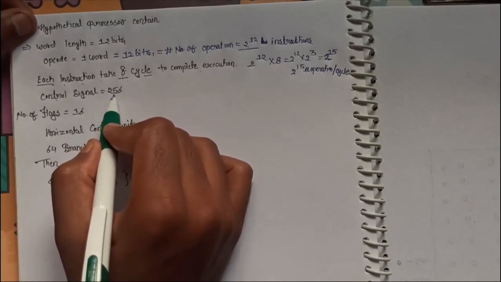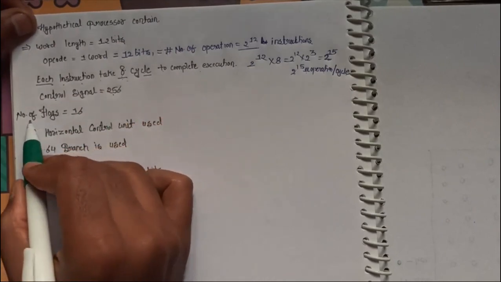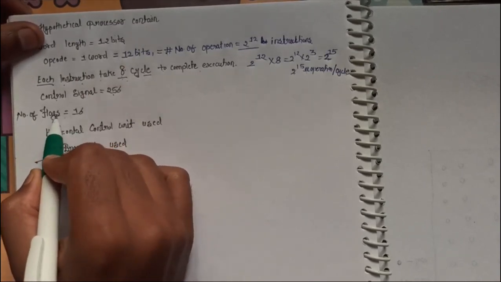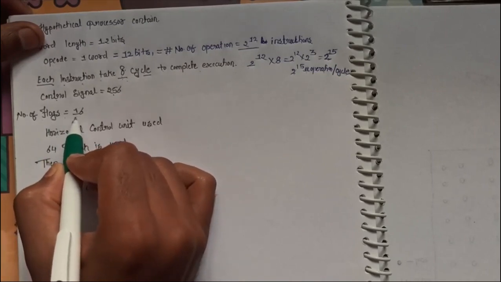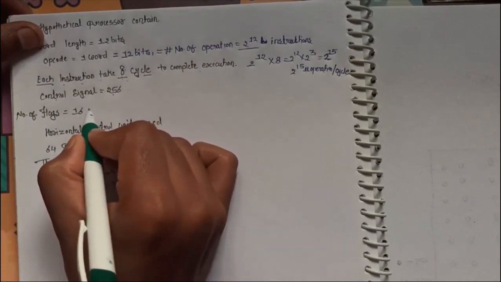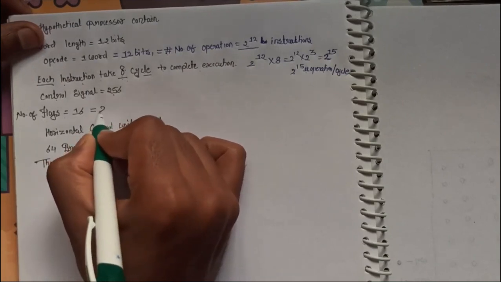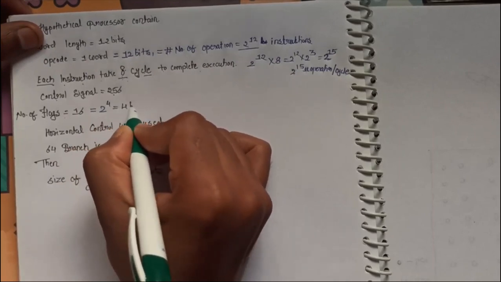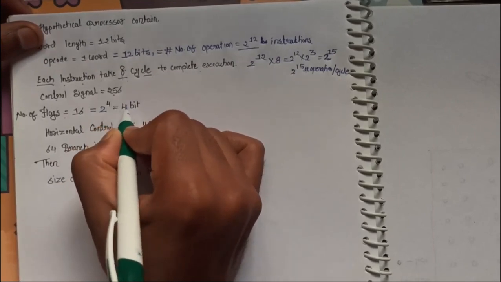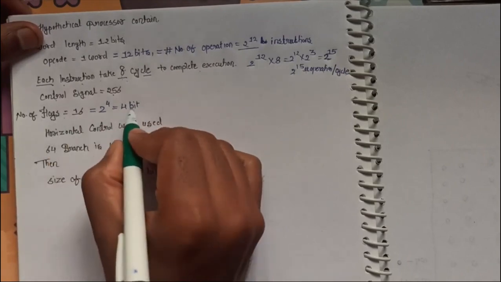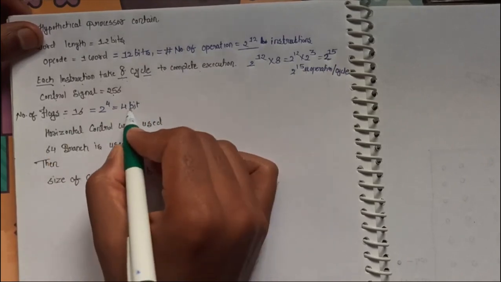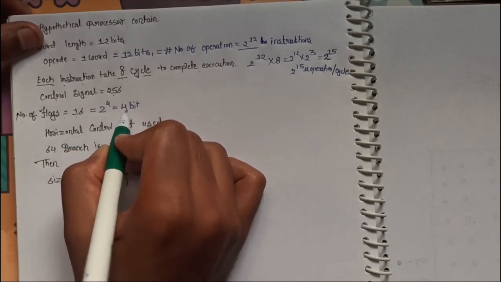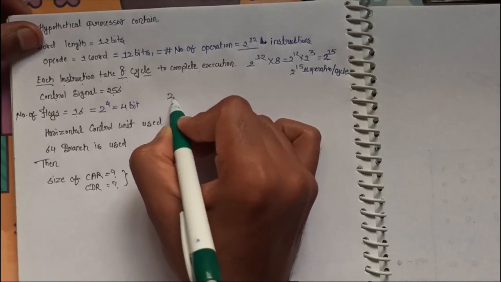Now it is also given a control signal of 256. We'll come back to it. Then we have a number of flags. The total count of flags is 16. Okay. So we can represent it as 2 to the power 4, and 4 is the bit count. So a flag is represented as a 4 bit number. We can represent this 16 with the help of a 4 bit number.